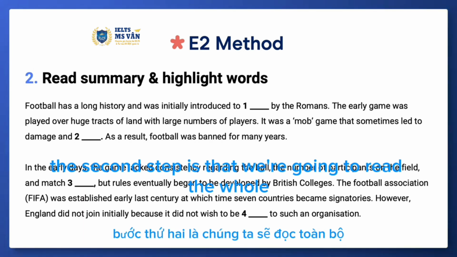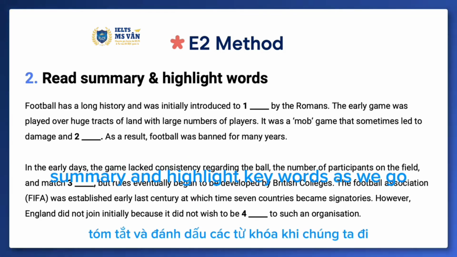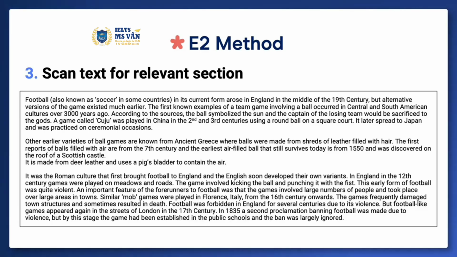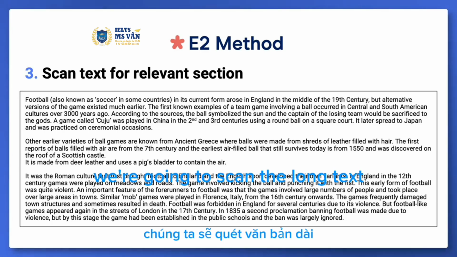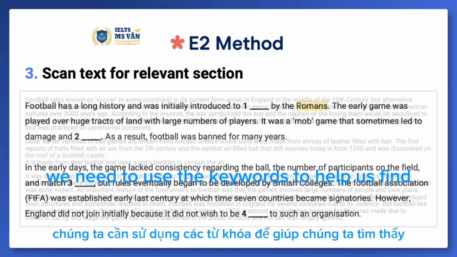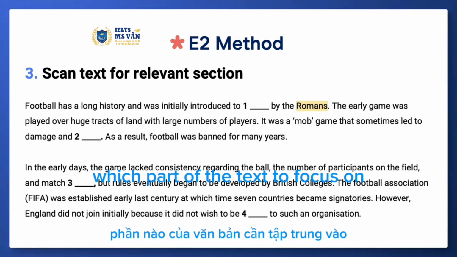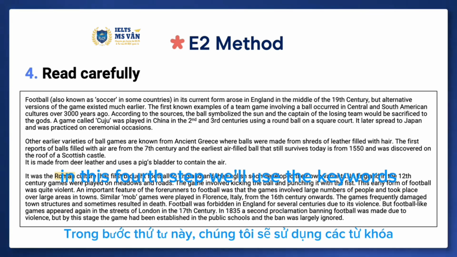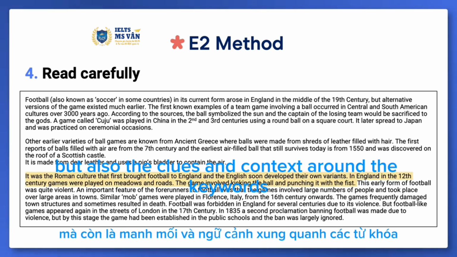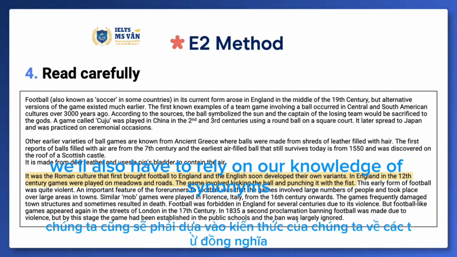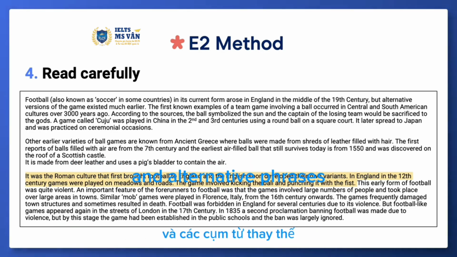The second step is that we're going to read the whole summary and highlight keywords as we go, like this. In step 3 of our method, we're going to scan the long text to find the relevant section. In order to do this, we need to use the keywords to help us find which part of the text to focus on. Then in step 4, we need to slow down and read carefully. In this fourth step, we'll use the keywords but also the clues and context around the keywords to look for our answer. In this step, we'll also have to rely on our knowledge of synonyms and alternative phrases.